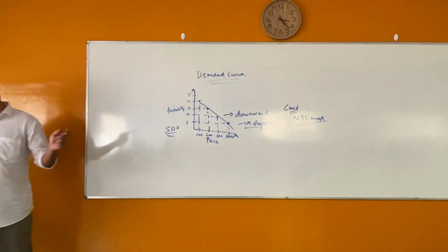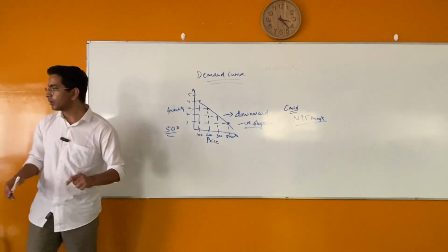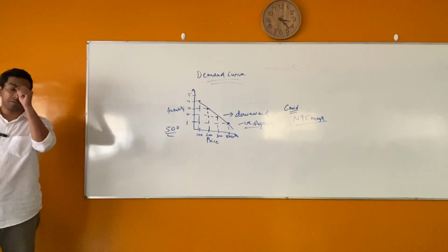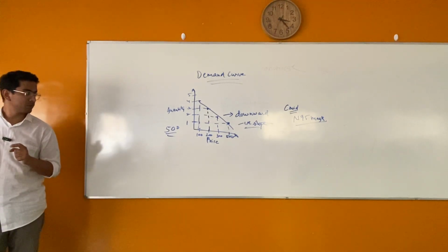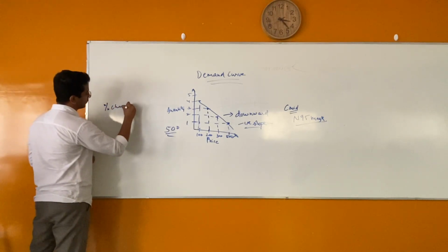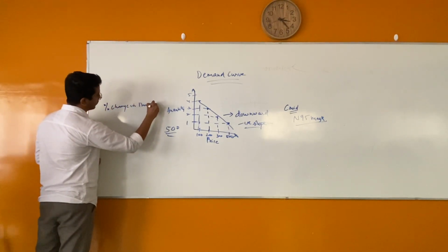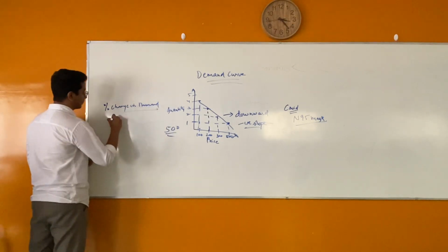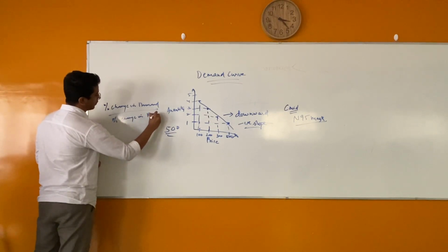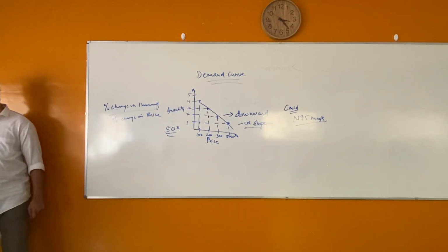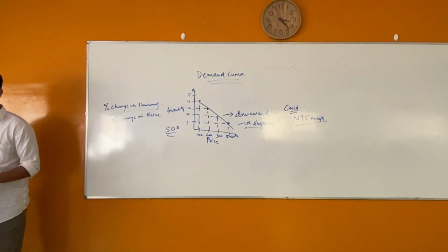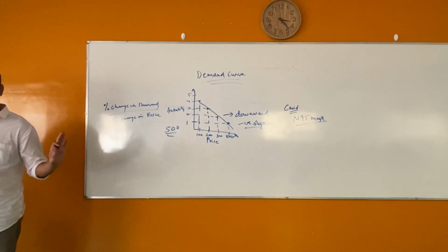So the formula for this, you don't have to remember, just write it. Okay? Percentage change in demand by percentage change in price. So this is the formula for price elasticity of demand. Okay? They will not ask you.